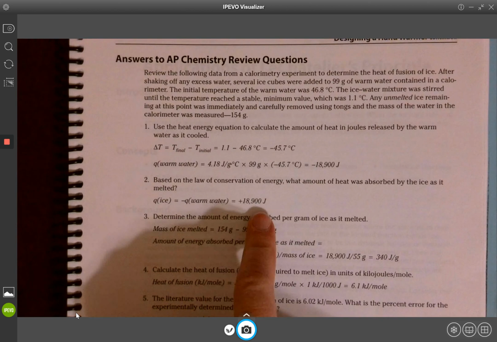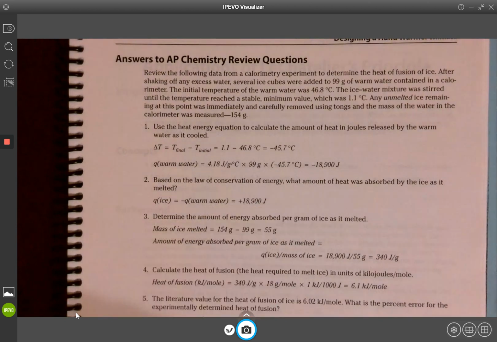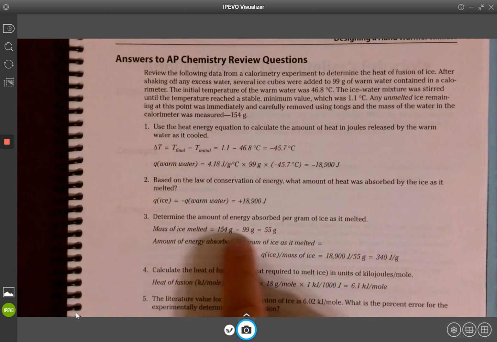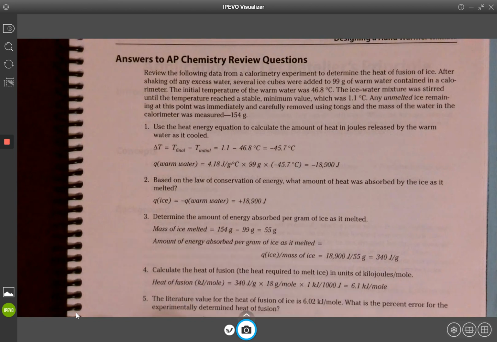Determine the amount of energy absorbed per gram of ice as it's melted. Do show subtractions with something as simple as this. Do show the subtractions. Amount of energy absorbed per gram of ice as it's melted. You're going to take the heat of the ice over the mass of the ice. So that's 340 joules per gram.